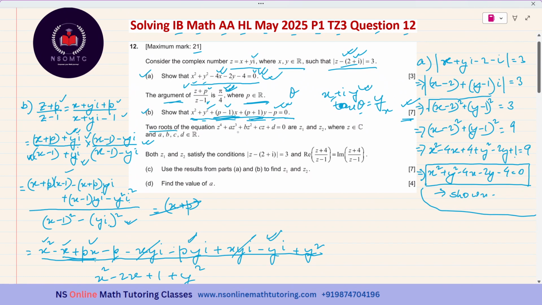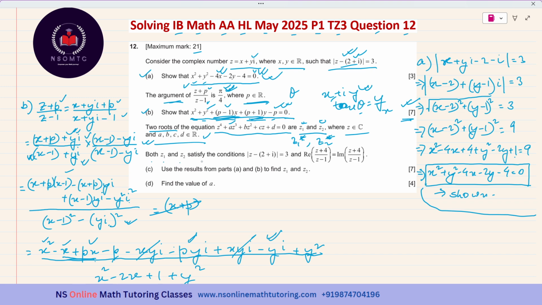Two roots of the equation z to the power of 4 plus a z cube plus b z square plus c z plus d equal to 0 are z1 and z2. It is a polynomial equation of degree 4. There will be the other two roots also, where z is a complex number and a, b, c, d belong to the set of real numbers, means all the coefficients are real numbers. So therefore z1 star and z2 star will be the third and the fourth roots, the complex conjugates of these two.